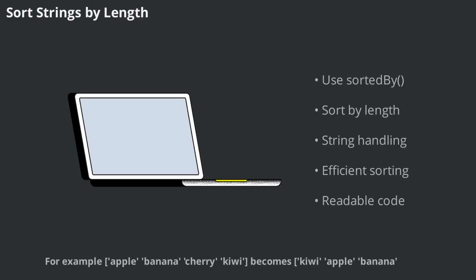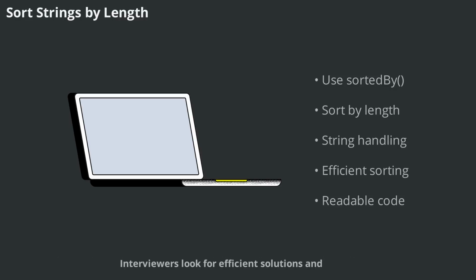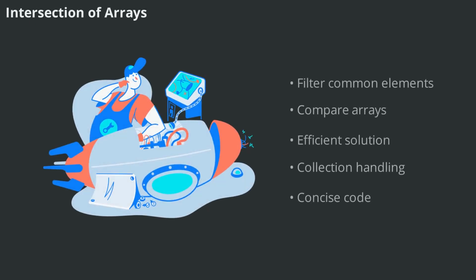For example, apple, banana, cherry, kiwi becomes kiwi, apple, banana, cherry. This problem demonstrates your skill in sorting and handling collections. Interviewers look for efficient solutions and your ability to write readable code. Practicing this prepares you for more advanced sorting tasks. Finding the intersection of two arrays is a question that tests your ability to filter and compare collections.